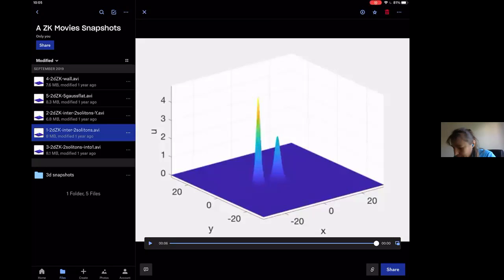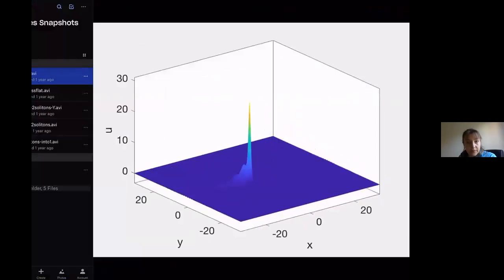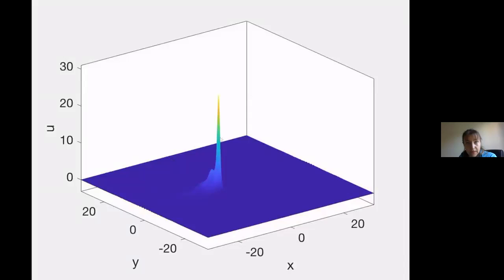So I want to show you a couple of movies, how things happen in 2D. And again, this is with Christian Klein and Nicholas Stoilov. So let me see if I can get this going. Takes just a little bit of a moment to upload.